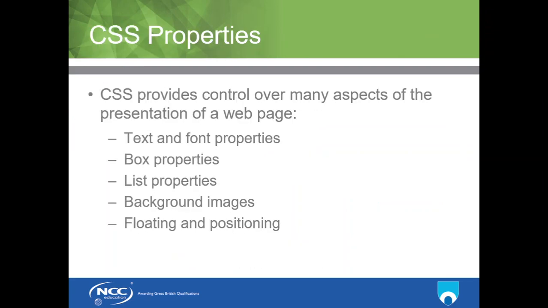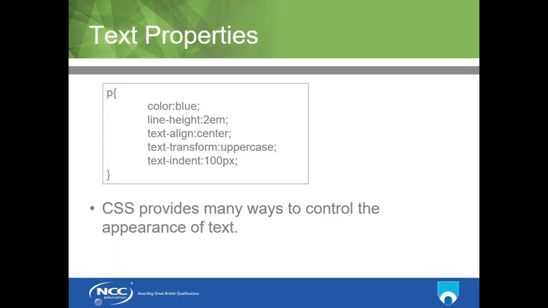Okay, so let's look at some important CSS properties. The first kind of properties you need to understand are the text and font properties. Then we're also going to look at box properties, then list properties, then background images, then floating and positioning. Okay, so let's begin with CSS Text Properties. They provide many ways to control the appearance of text.